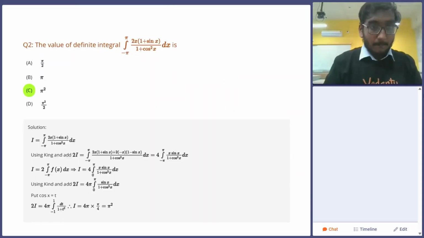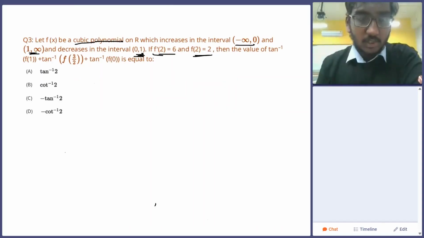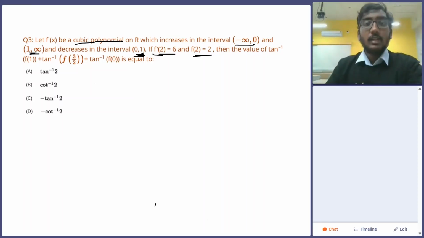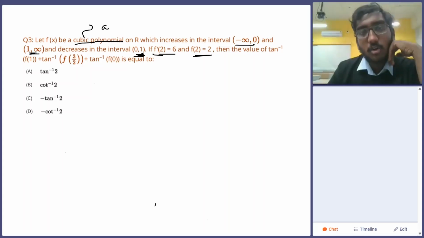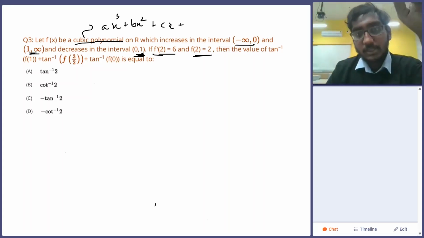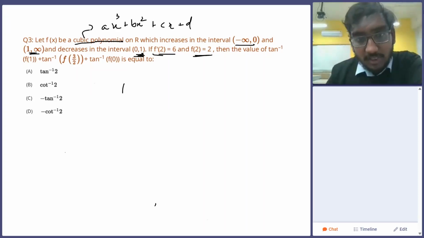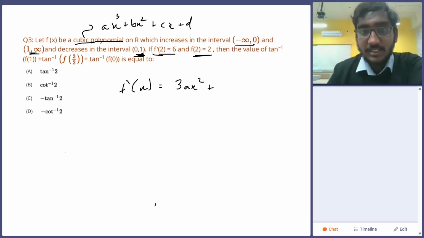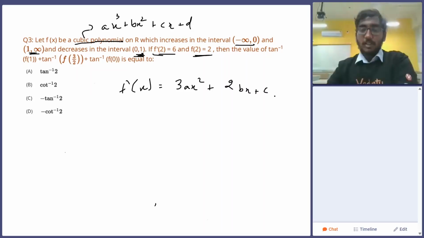Option C. So this question is based on derivatives actually. The third question: what they have given is a cubic polynomial on R which increases in some intervals and decreases in the interval 0, 1. So let's assume this cubic polynomial as ax cube plus bx square plus cx plus d. So what will be f dash of x? It will be 3ax square plus 2bx plus c. This will be the value of f dash of x.